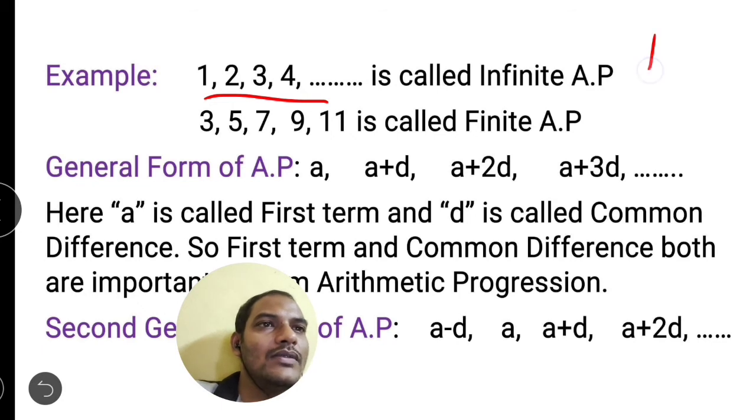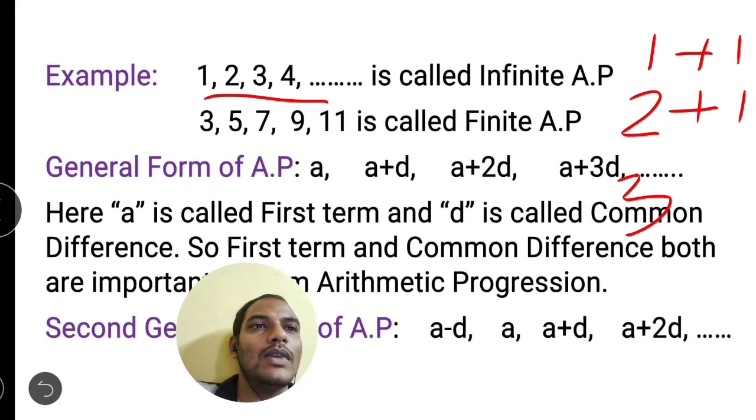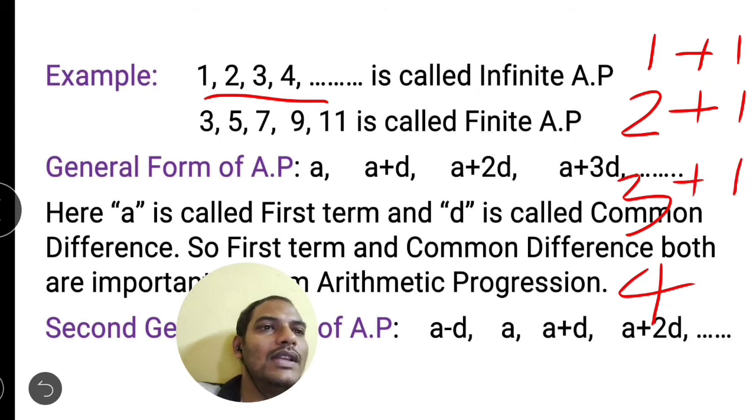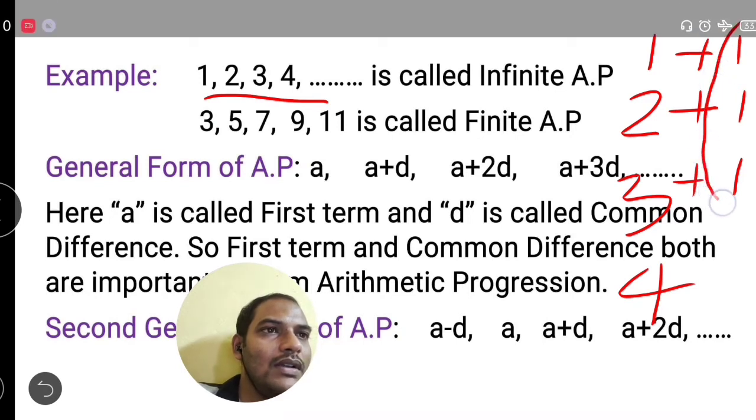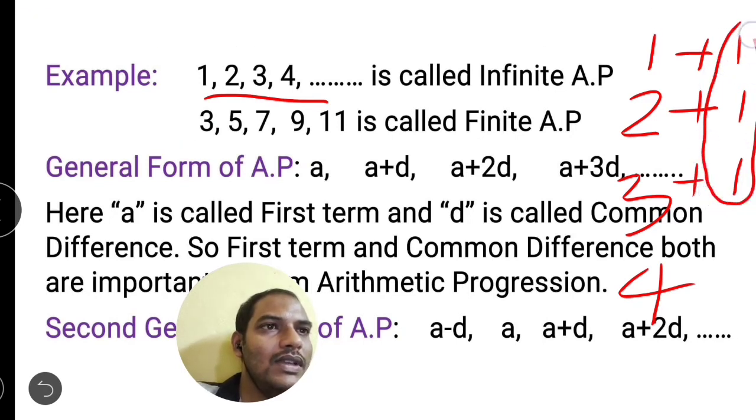See, first number is 1, second number is 2. So adding 1 to the first number gives the second number. Next, third number is 3. How to get this third number? Add 1 to the second number. Next, fourth number is 4. How to get the fourth number? Add 1 to the previous number, that is 3. So in every case we are adding the same number, that is 1. So it is a fixed number. So it is an example for the arithmetic progression.